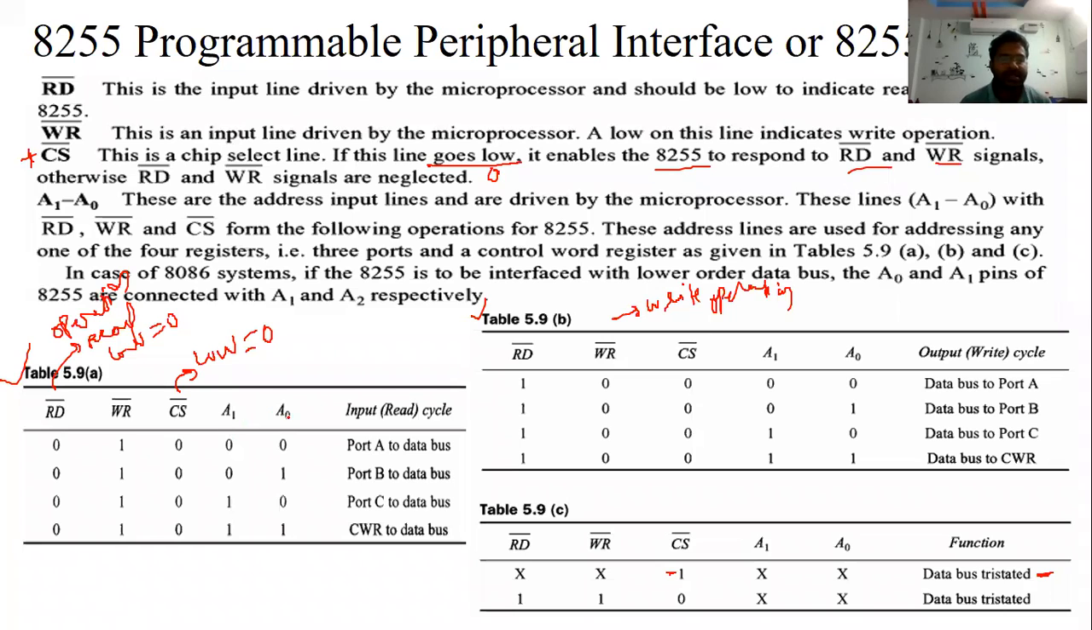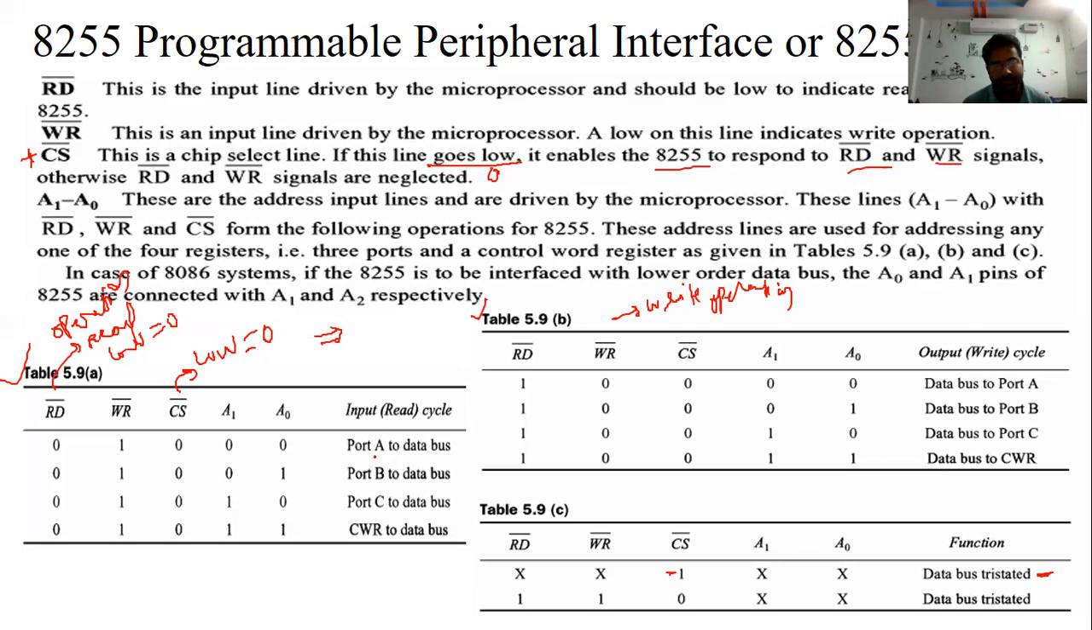So A0 and A1 is 0. It works as port A to the data bus. Then 0, 1, nothing but port A to data bus, nothing but the input port. So information is sent from port A to the data bus. So now port A works as a data bus.